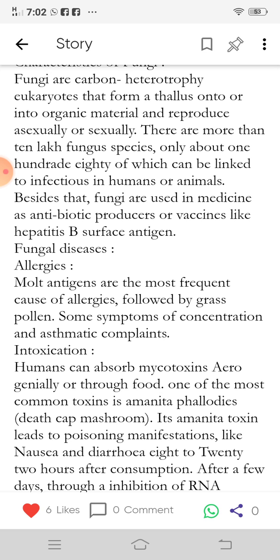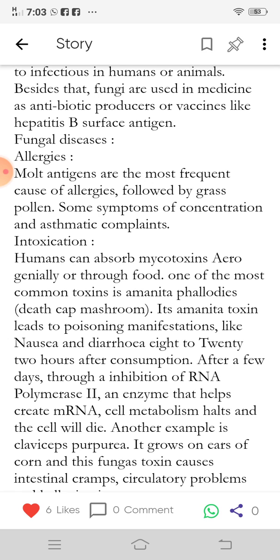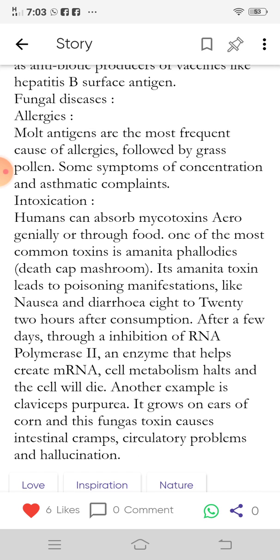with some symptoms of concentration problems and asthmatic complaints. Intoxication: humans can absorb mycotoxins aerogenically or through food. One of the most common toxins is from Amanita phalloides, the death cap mushroom. Amanita toxin leads to poisoning manifestations like nausea and diarrhea 8 to 22 hours after consumption. After a few days, through inhibition of RNA polymerase II, an enzyme that helps create mRNA, cell metabolism halts and the cell will die.